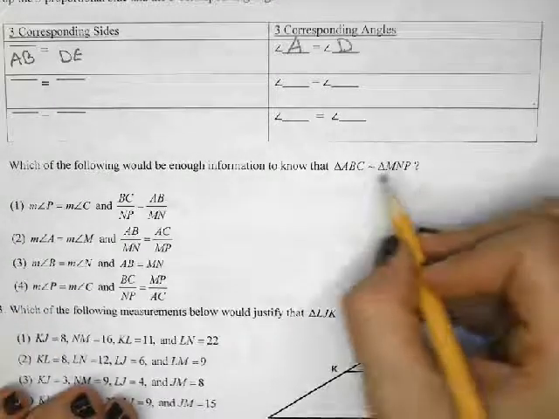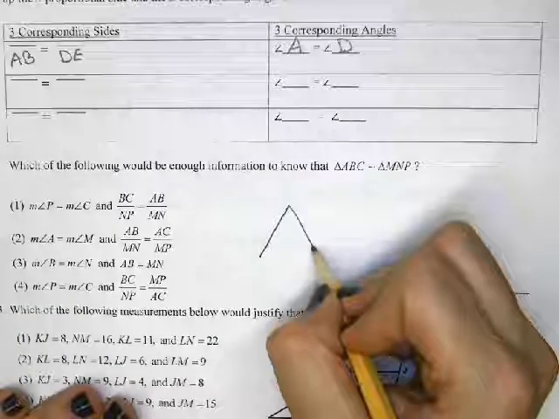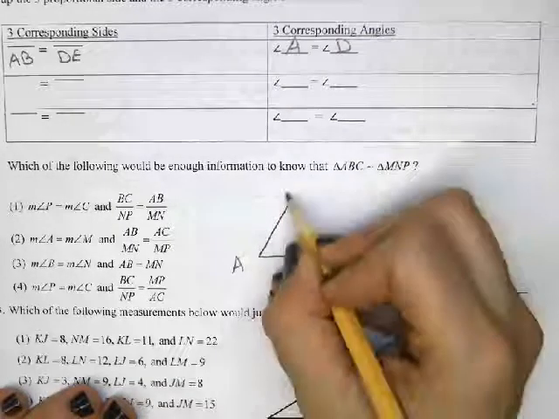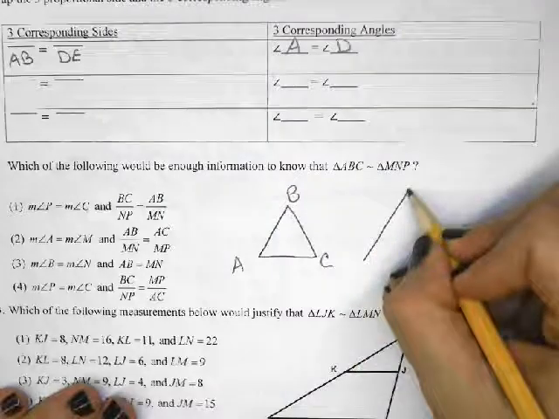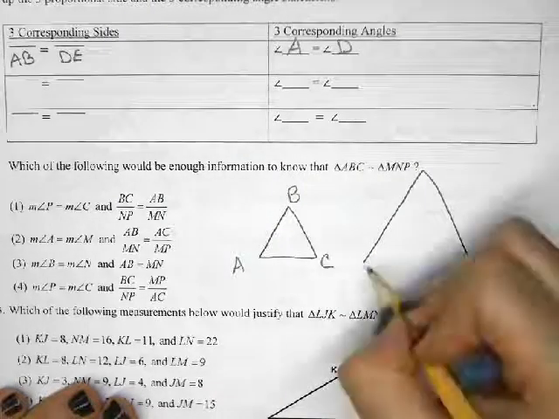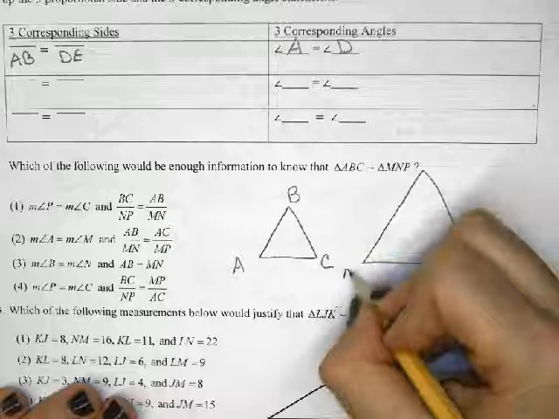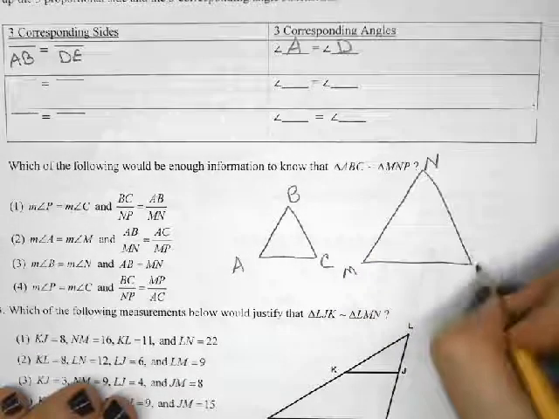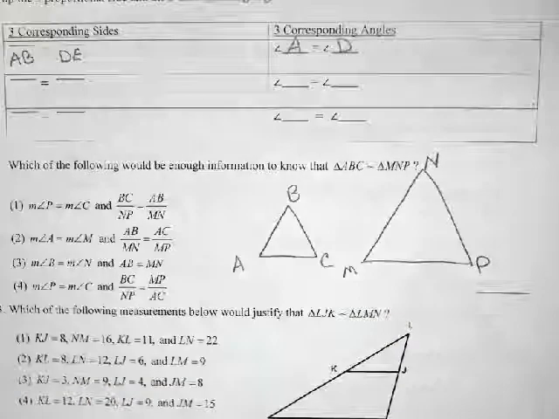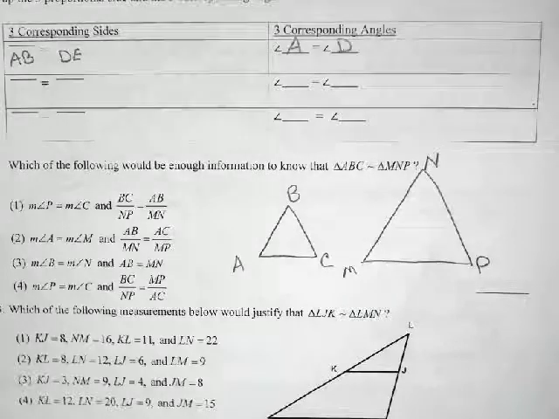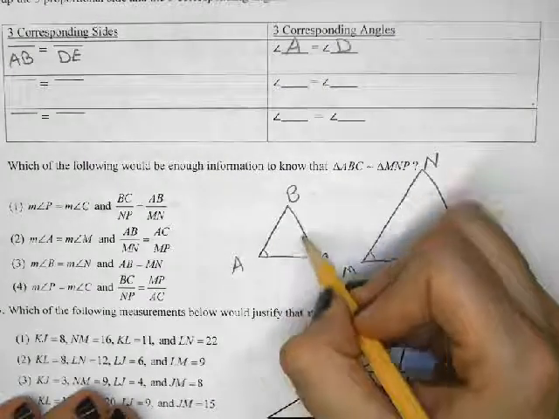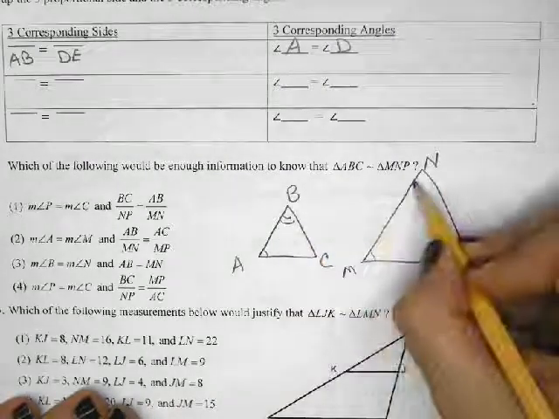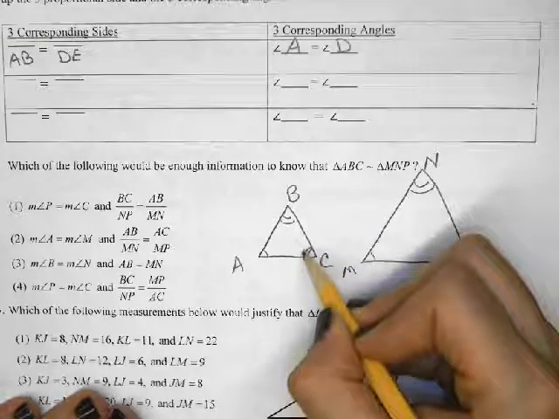My best thing I can do is to draw myself two pictures. A, B, C. I'm going to make the second one slightly bigger. M, N, P. So I want to start off by making sure I understand what matches with what. A matches with M, B matches with N, and C matches with P.